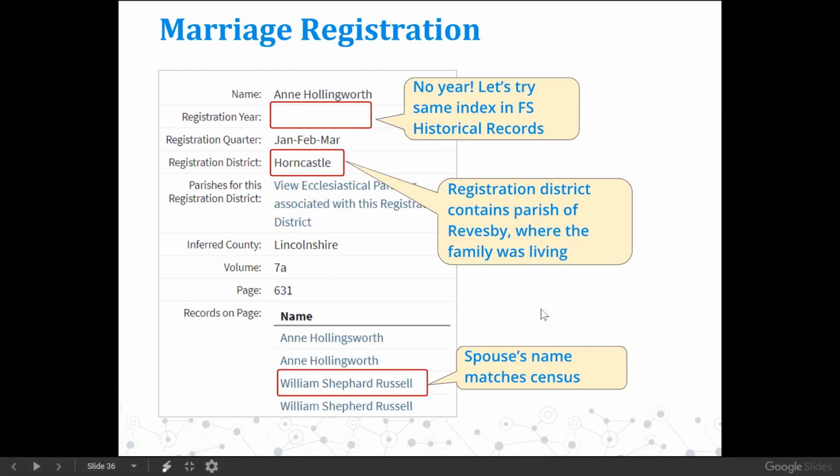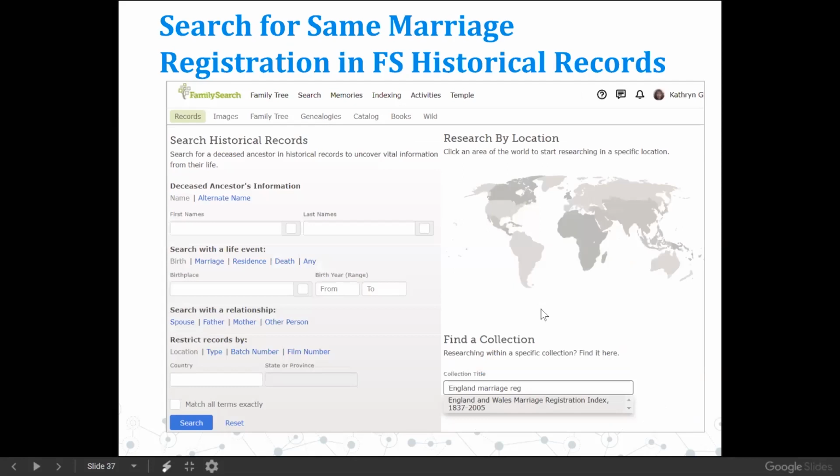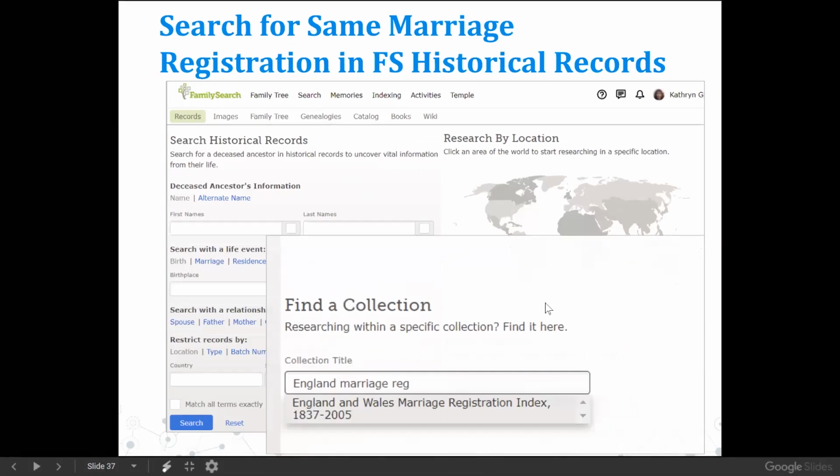So let's hop over to FamilySearch Historical Records. I got here by clicking Search and then clicking Records. And I want to narrow it down to just English marriage records. So I'm going to fill out the collection title here. This is kind of a filtering box in the Find a Collection area. This is really small, so let's blow that up.